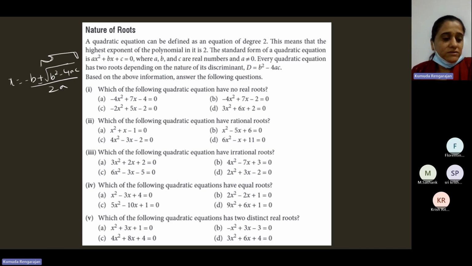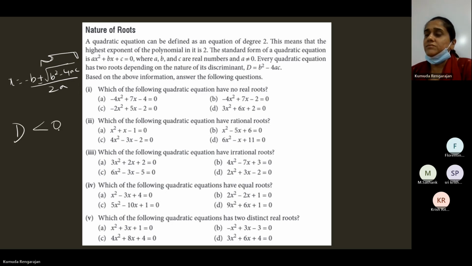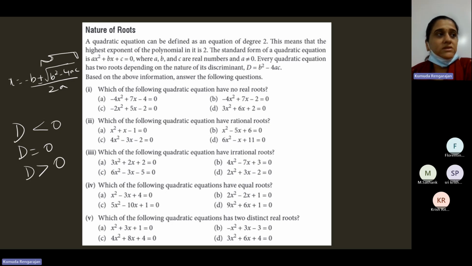So depending on the value of b square minus 4ac, you can decide if the quadratic equation has rational roots or irrational roots. You have such questions here. What if d is less than 0? No real roots. D is equal to 0, equal roots. D greater than 0, unequal roots, distinct real roots. Correct. Try this.